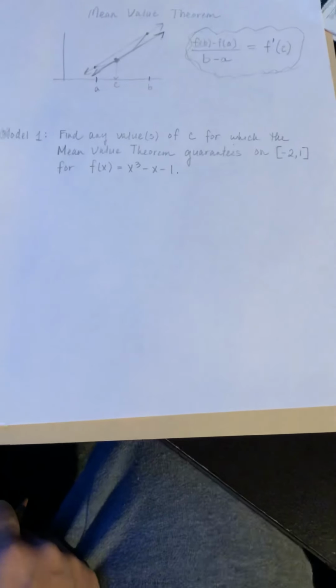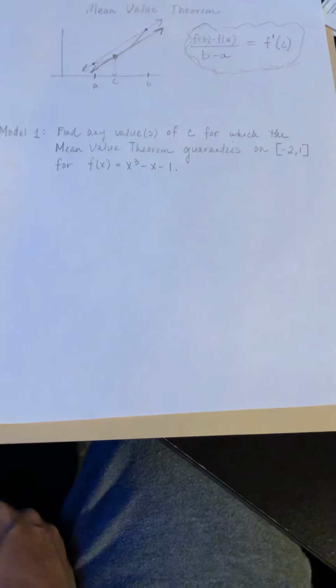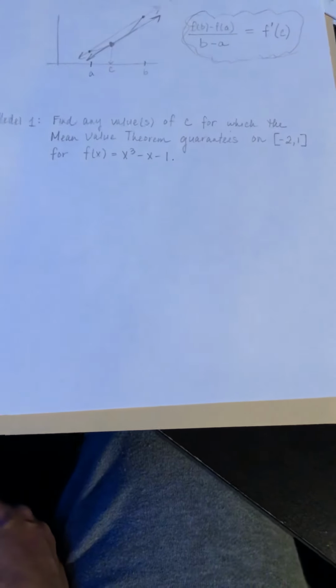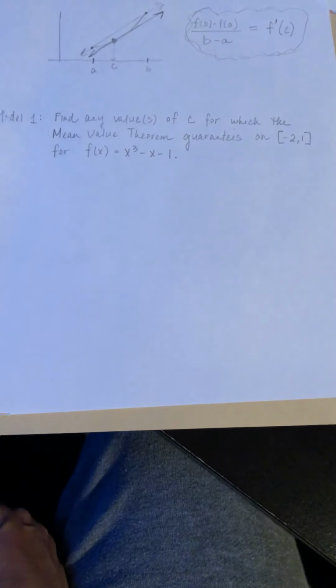All right, I'm back. This is the first model that we're going to be doing. Find any value or values of c for which the mean value theorem guarantees on the interval -2 to 1 for f of x equals x cubed minus x minus 1.